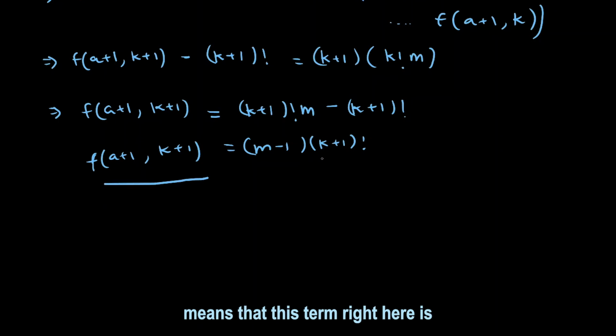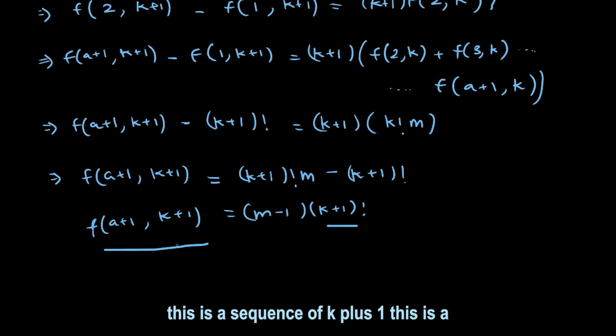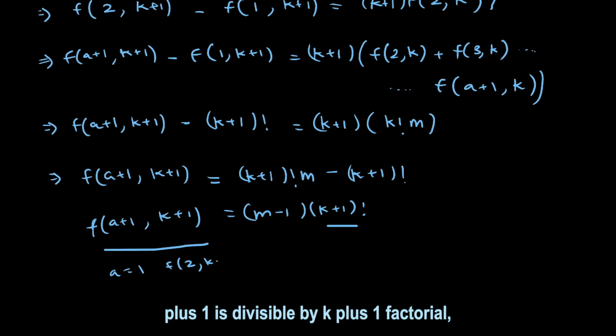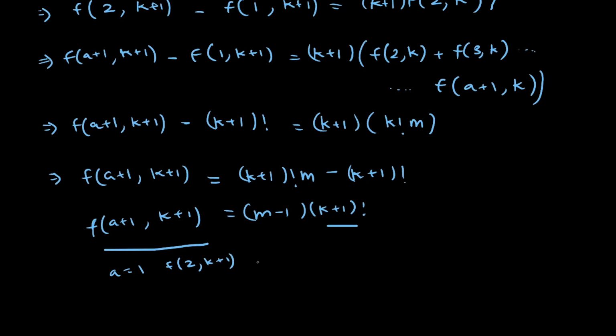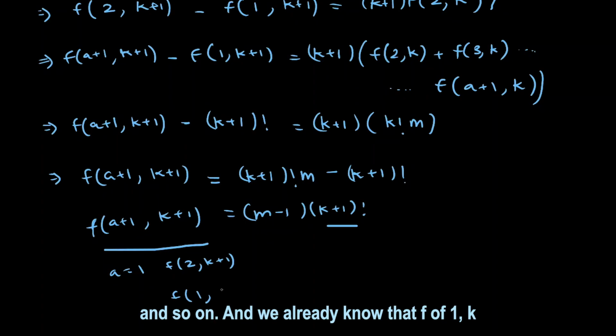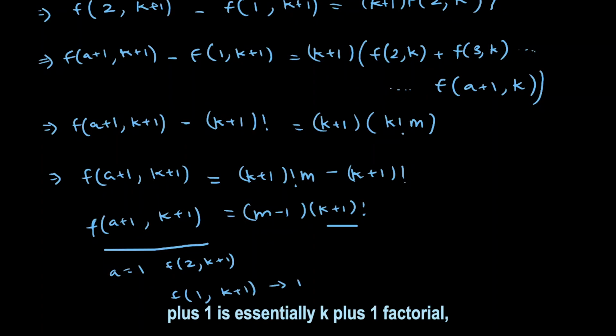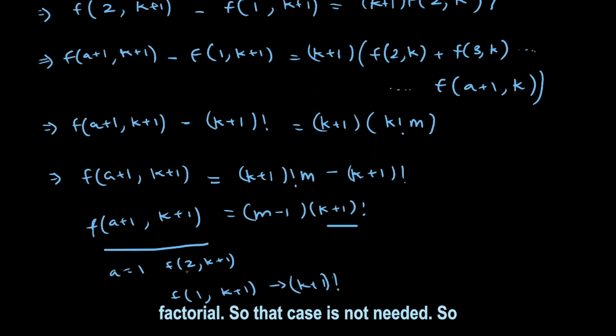this term right here is divisible by k plus 1 factorial, which is essentially what we had to prove because this is a sequence of k plus 1 terms that are in product and start from a plus 1. So if we substitute a equal to 1, we get f of 2 comma k plus 1 is divisible by k plus 1 factorial and so on. And we already know that f of 1 comma k plus 1 is essentially k plus 1 factorial, which is already divisible by k plus 1 factorial. So that case is not needed.